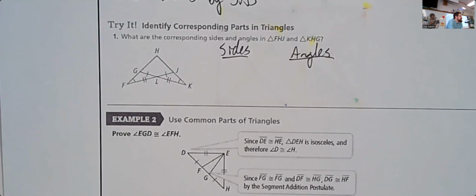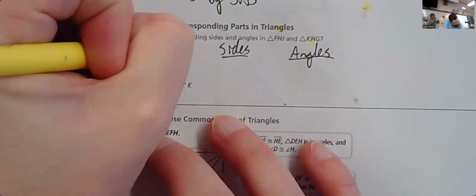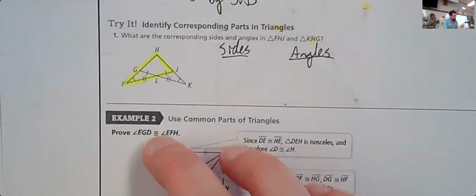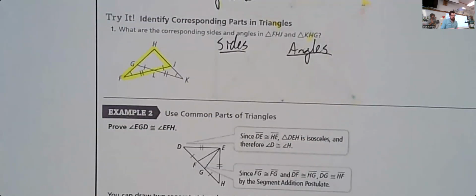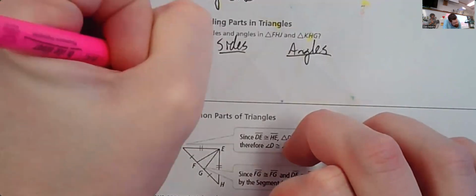So let's take a look. First one is triangle FHJ. By the way, it can also help if you want to highlight them, you can do that. So those are the two triangles right there that overlap. So if you can see how they overlap and you can see what parts correspond just by the way they look with their overlap, that's fine.